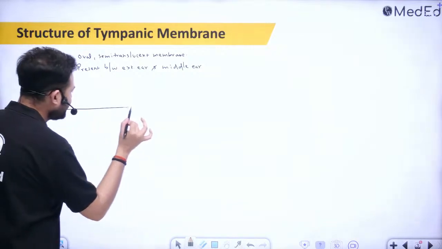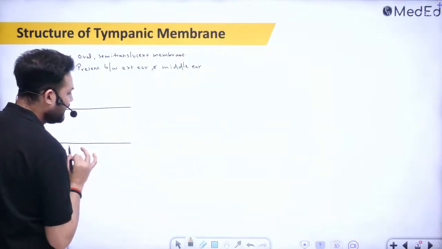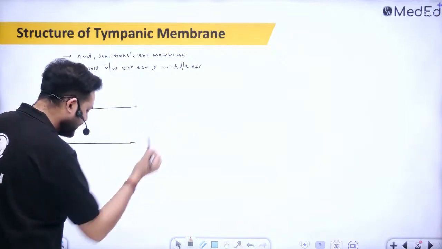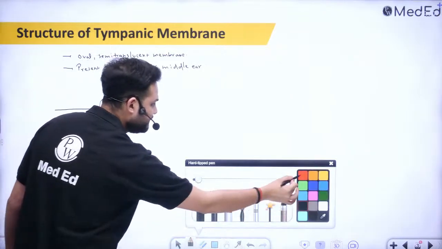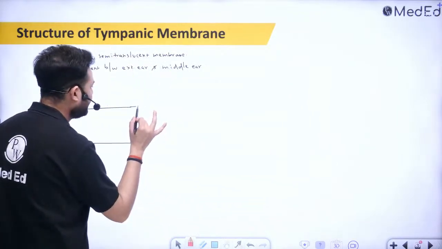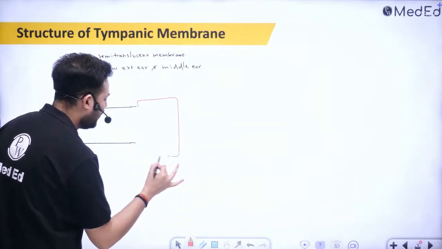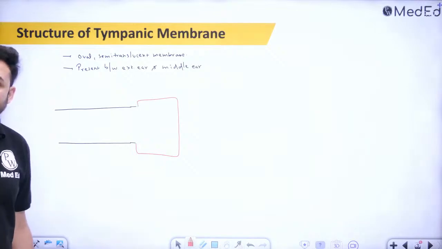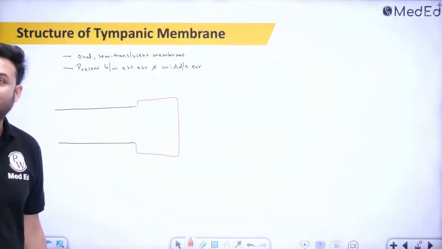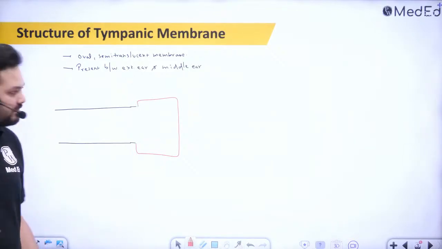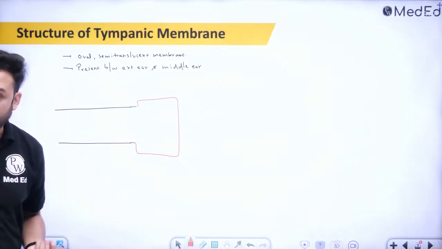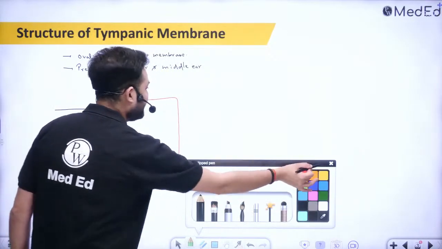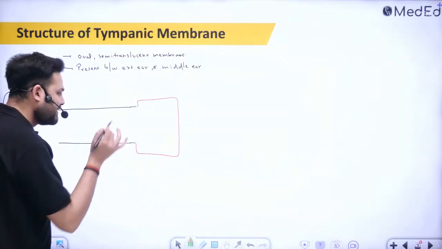You had got an external auditory canal like this, right? And then medial to the external auditory canal, you had this middle ear box. Now, in between this middle ear and external ear, there is a membrane which is bridging, and that is called the tympanic membrane. So the tympanic membrane is present between our external ear and the middle ear compartment. Okay, this is what we should know.